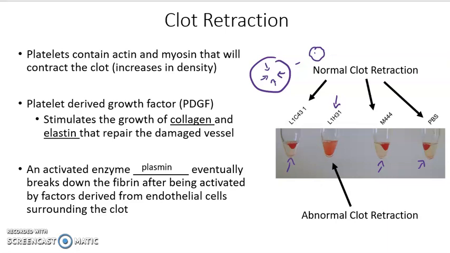So an activated enzyme called plasmin eventually breaks down the fibrin. Remember, that's what's holding everything together in the clot, after being activated by factors derived from the cells that are repaired by platelet-derived growth factors. So what I'm saying here is plasmin is a nice slow breakdown of a clot. If the clot were to break off all of a sudden, and you have this big chunk, say it was interior to the blood vessel, that could be pretty catastrophic, right?